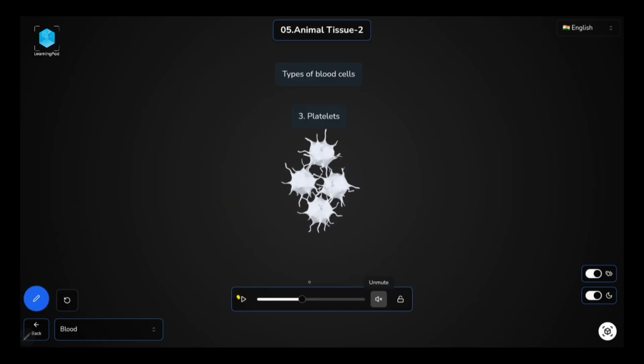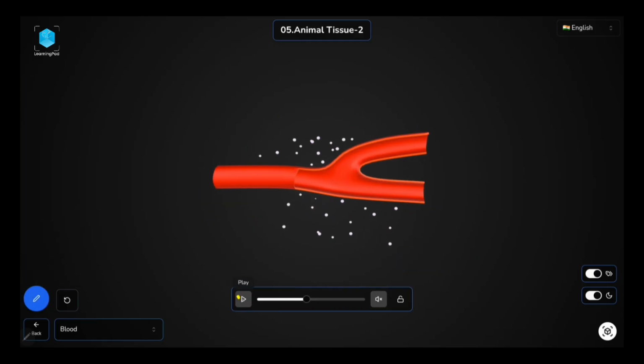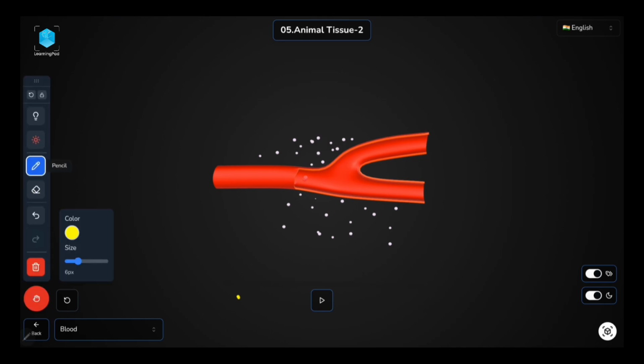Then talk about platelets. As we all know, platelets are cells which help in clotting of blood. Whenever any accident occurs or there is any wound or cut of the blood vessels, the platelets accumulate. You can see in the picture the blood vessel. Suppose the blood vessel is cut here, so platelets come and accumulate here and help in clotting of blood. So blood consists of RBC, WBC, that is white blood cells, and platelets.